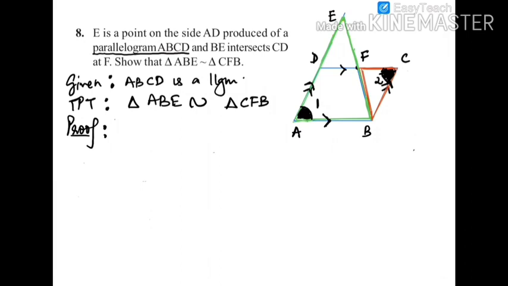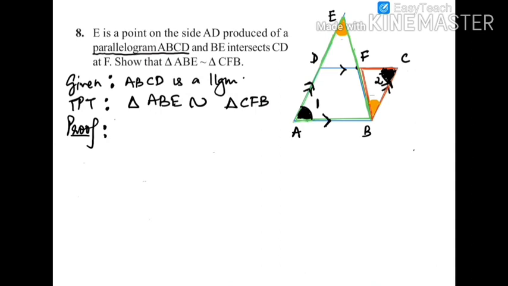So AD is parallel to BC. That is, AE is parallel to DC. So taking EB as the transversal, angle E and angle CBF form alternate interior angles. So they are equal. So now we have two angles of the green triangle equal to two angles of the red triangle. And we can use the criterion, angle angle, to say that these two triangles are similar.